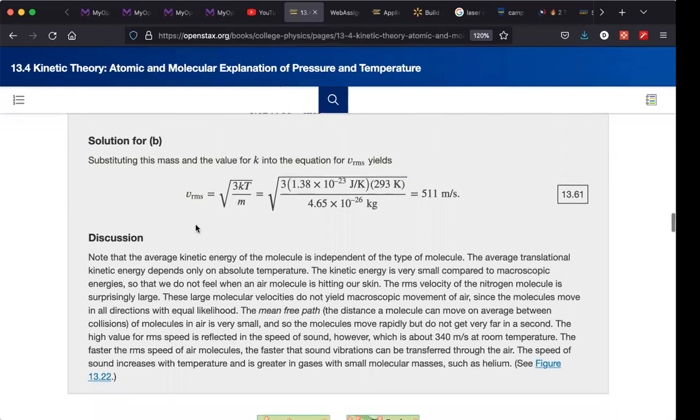Anyway, so then they use the equation for the velocity there and calculate the velocity. It turns out to be a fairly high velocity for molecules in a gas. And this one's actually a low one. This one's 511 meters per second, but they can be in the thousands easily.